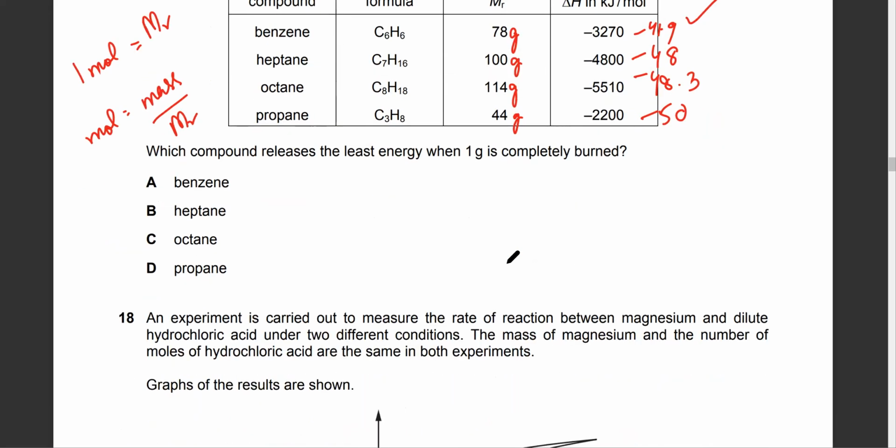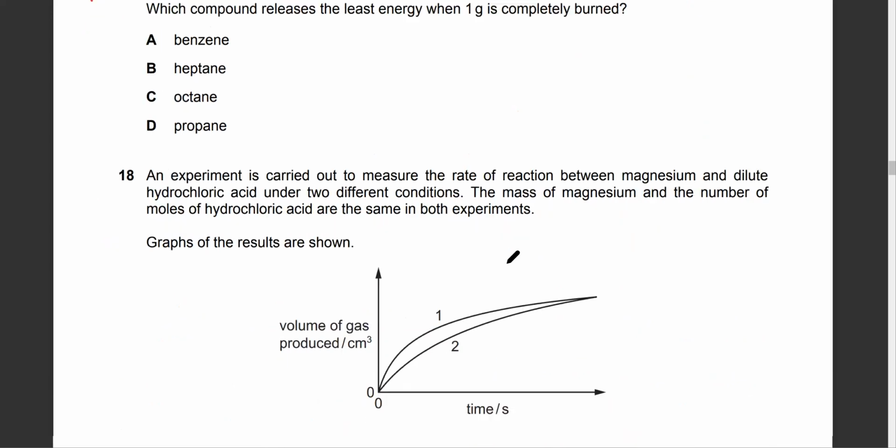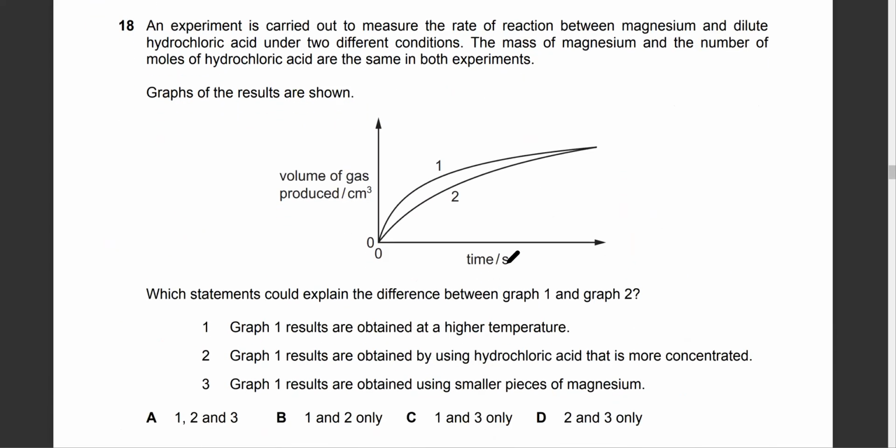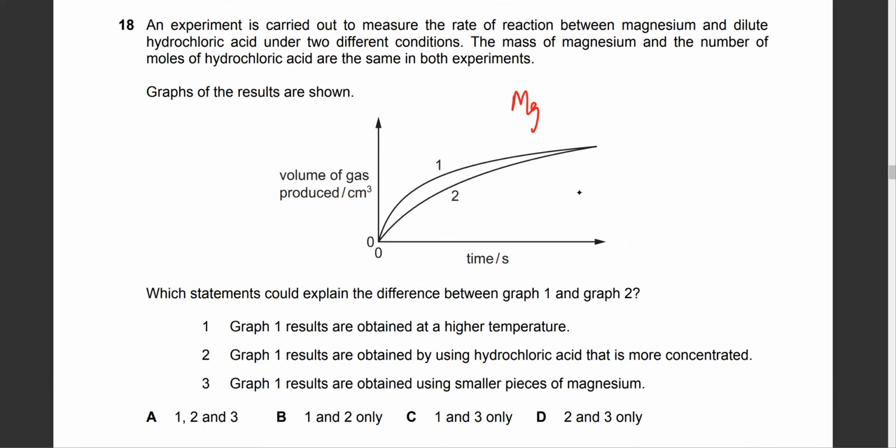So then the next one. This is about rate of reaction. An experiment is carried out to measure the rate of the reaction between magnesium and dilute hydrochloric acid under two different conditions. The mass of magnesium and the number of moles of hydrochloric acid are the same in both experiments. So, first thing, what's the reaction between Mg and HCl?